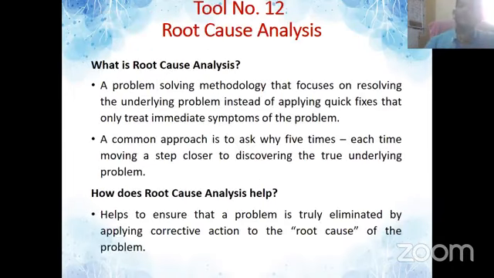The next will be root cause analysis. So what is root cause analysis? It is a problem solving methodology that focuses on resolving the underlying problem instead of applying quick fixes. So we have to find out the root cause, not the superficial cause. What is actually hampering the production? So we have to eliminate those issues or factors to streamline our processes. It helps to ensure that the problem is truly eliminated by applying corrective actions on the root cause of the problem.